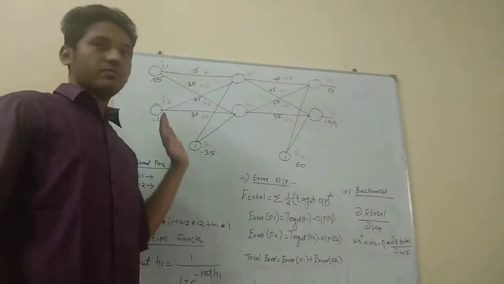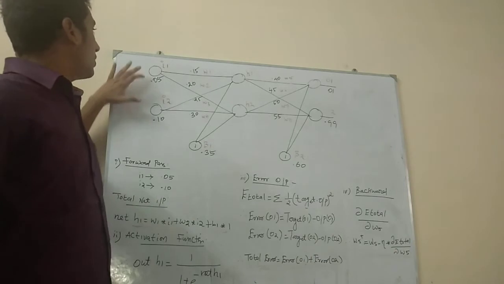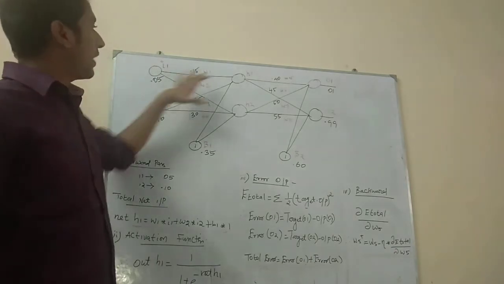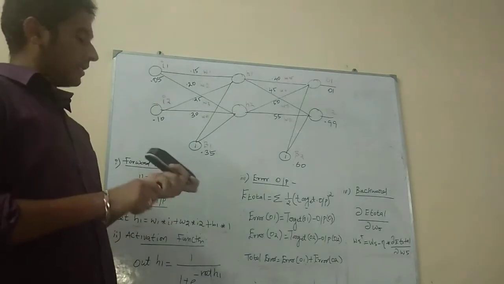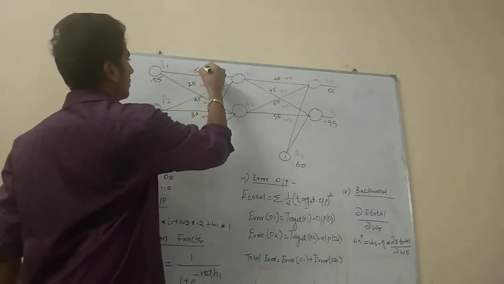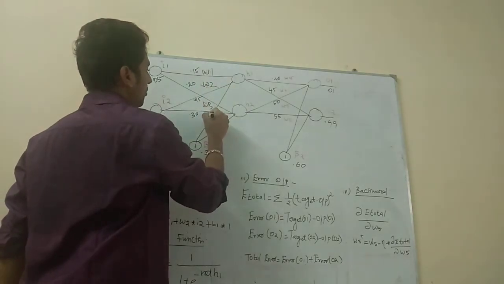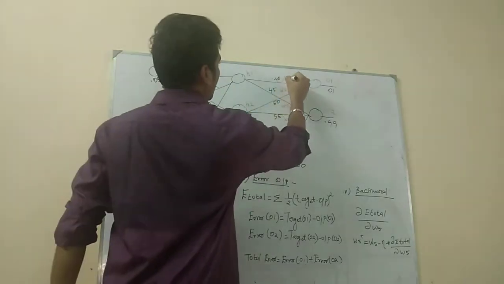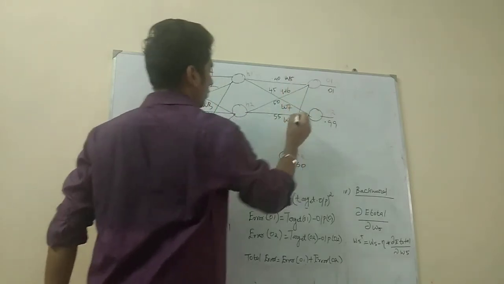So this is the figure. That means I1, I2, H1, H2, O1, O2. This is W1, W2, W3, W4, and here W5, W6, W7, W8. These are the weights.